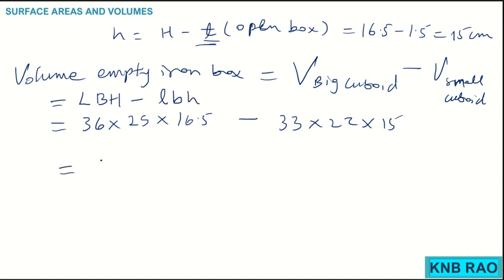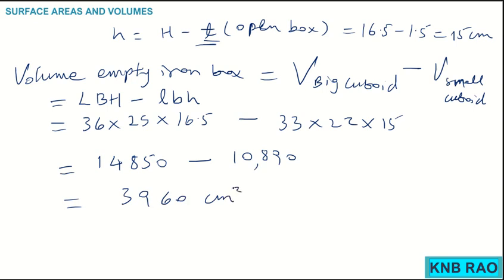So, the product of 36, 25 and 16.5 is 14,850 centimeter cube, minus the volume of the small one, 33 into 22 into 15, which is 10,890 centimeter cube. Now, their difference gives you 3,960 centimeter cube, which is the volume of the empty iron box. Thus, weight.